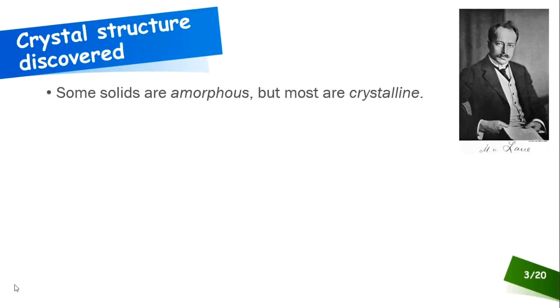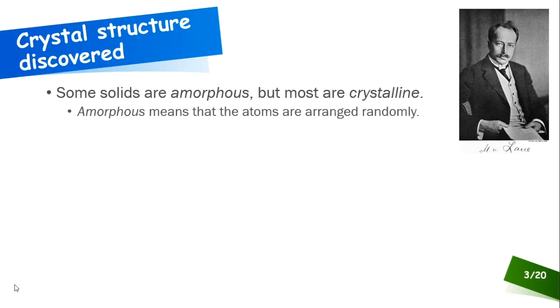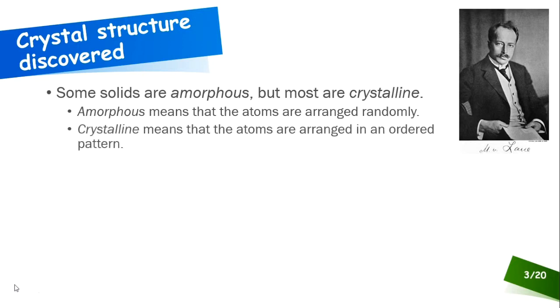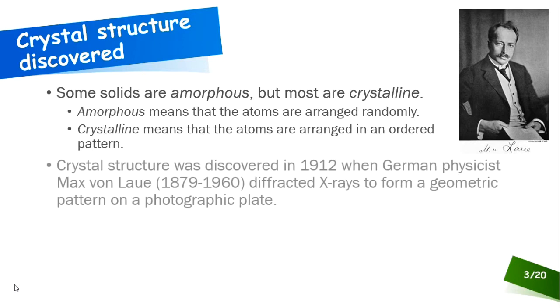Now, some solids are what we call amorphous, but most are what we call crystalline. What does this mean? Well, amorphous means that the atoms have no set arrangement, so they're just randomly thrown together in the material. Crystalline means that the atoms are arranged in an ordered pattern. And this ordered pattern is what we call crystal structure.